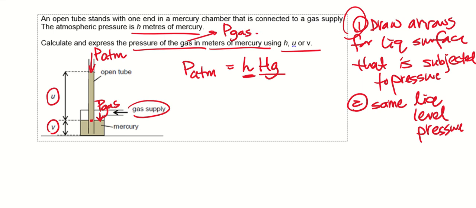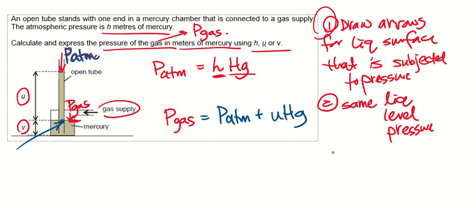Applying same liquid, same level, same pressure, this is the level that I need to apply. Over here, one side it is P gas, right? I'm comparing, maybe I use a different color, this red color, which is P gas. It must be equal to the pressure at this point here. So the pressure over there is actually equal to PATM plus uHg.